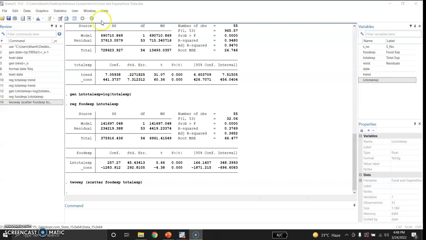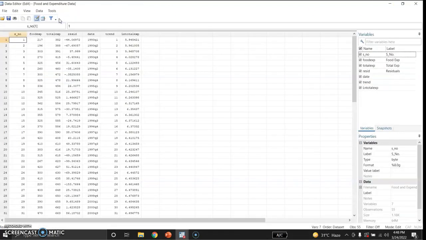Before I do that, let me first show you the data. Here are the various variables. These are serial numbers, these are food expenditure, these are total expenditure, these are residuals, this is date, and it starts from 1993 quarter 1 up to 1998 quarter 3. And this is the trend variable, the time variable, and this is the natural log of total expenditure. If you take the natural log of 382, that will be equal to 5.945421. So if you take the natural log of this column, we get this column of natural log.